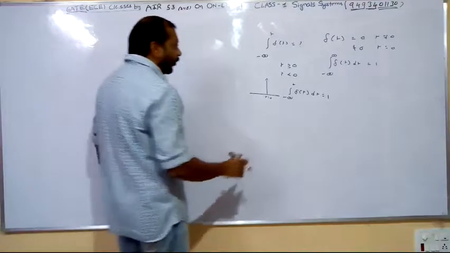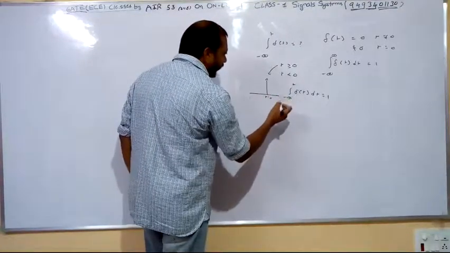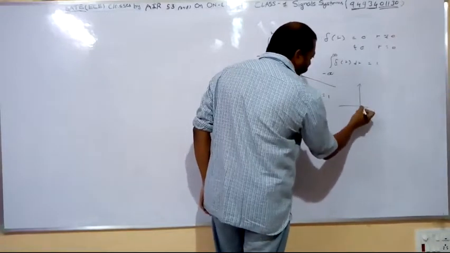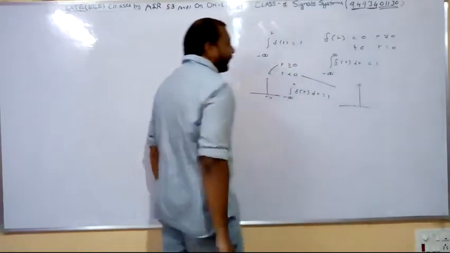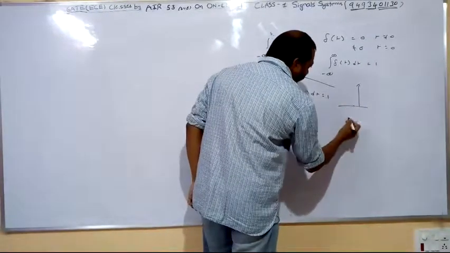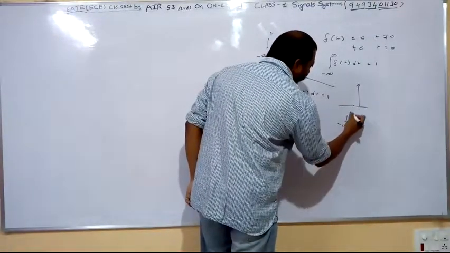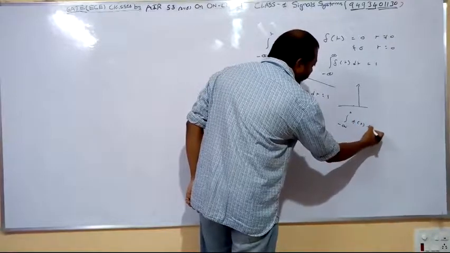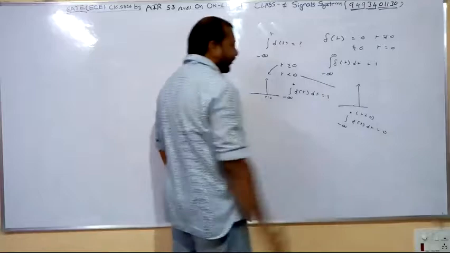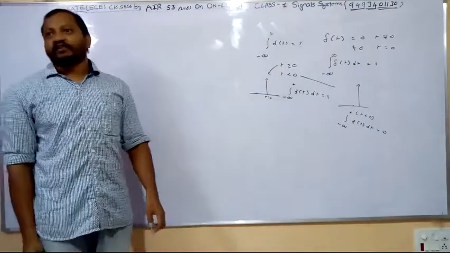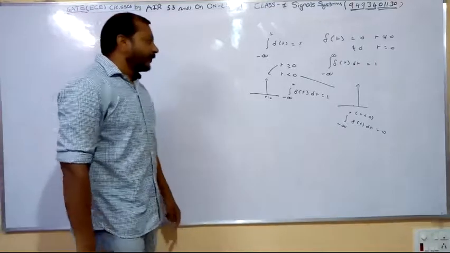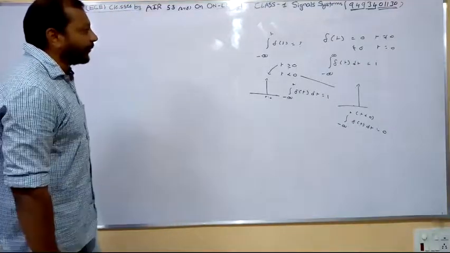to 1. Now for the case t less than 0, the impulse exists at t equal to 0, and we are considering the limits from minus infinity to t, up to this level only. At t less than 0, the corresponding value is equal to 0, as there is no impulse in the given limits from minus infinity to t.